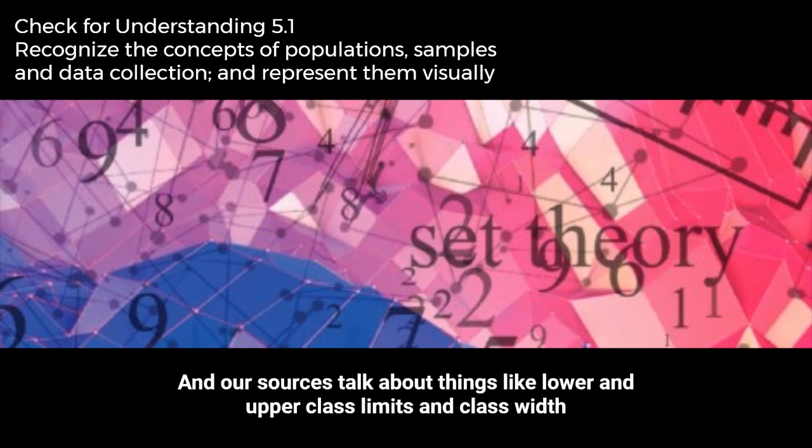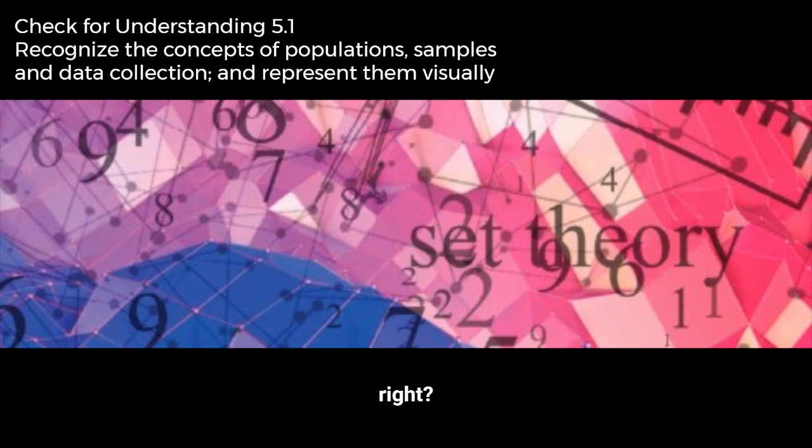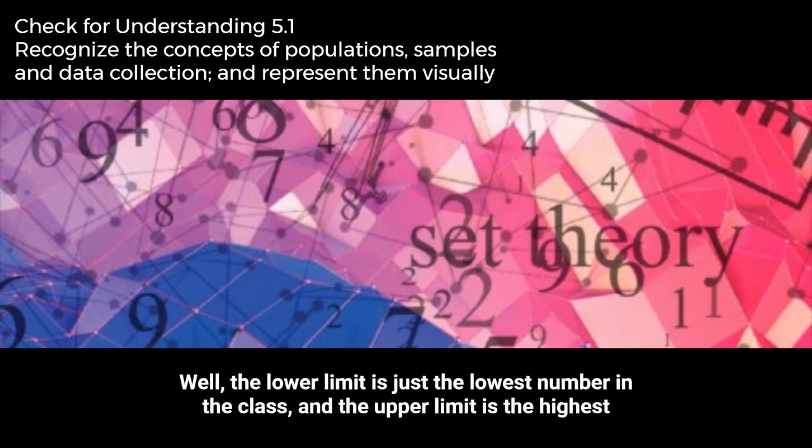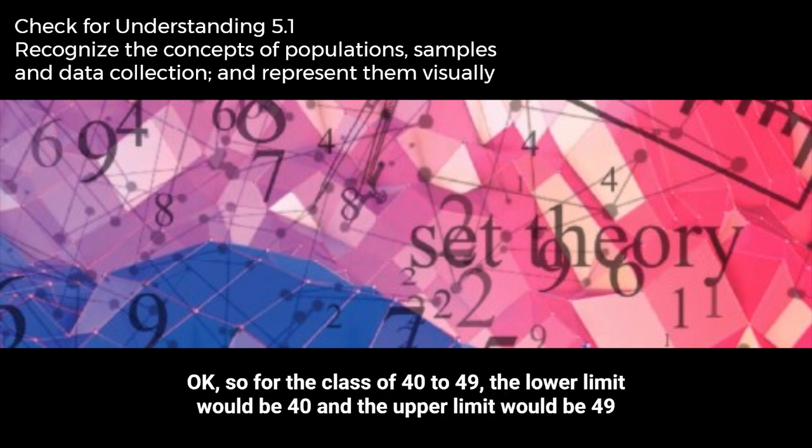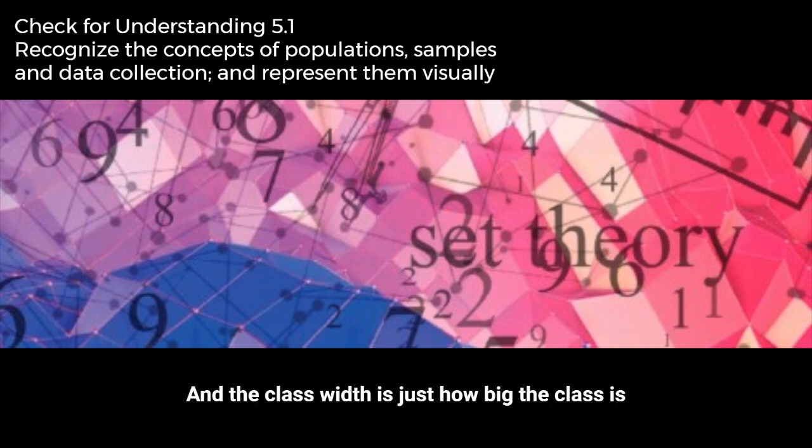And our sources talk about things like lower and upper class limits and class width. Right, so what's all that about? Well, the lower limit is just the lowest number in the class, and the upper limit is the highest number. Okay, so for the class of 40 to 49, the lower limit would be 40, and the upper limit would be 49. Exactly. And the class width is just how big the class is. So in that example, the class width would be 10. Gotcha. So basically, a grouped frequency distribution gives us a more summarized view of the data. It helps us see the general patterns more easily.